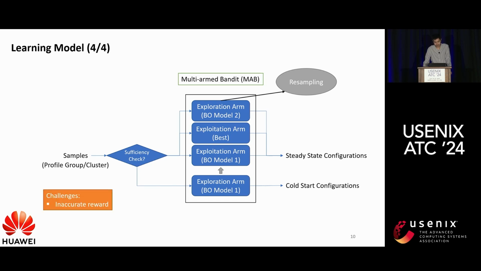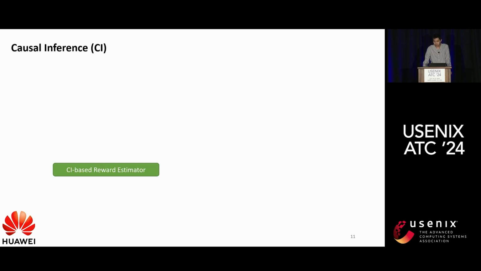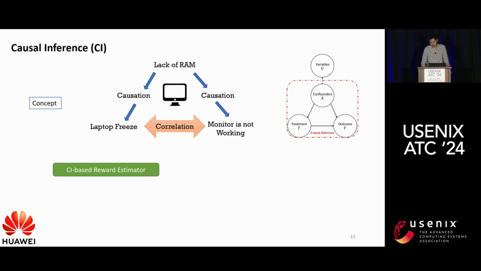Then it goes to the last question or challenge: handling the inaccurate reward. The detailed reward function can be found in our paper. Here, I don't introduce the details. But the inaccurate reward mainly stems from the fluctuation within the same group. To solve this, we use a causal inference-based reward estimator.